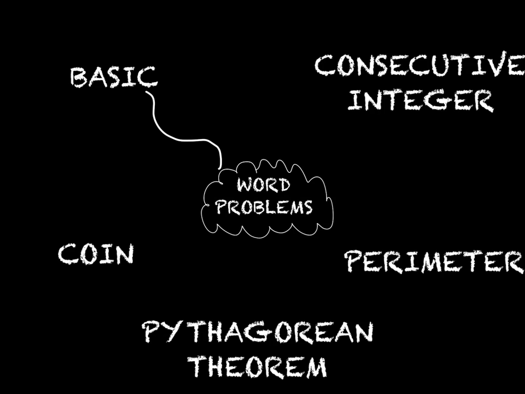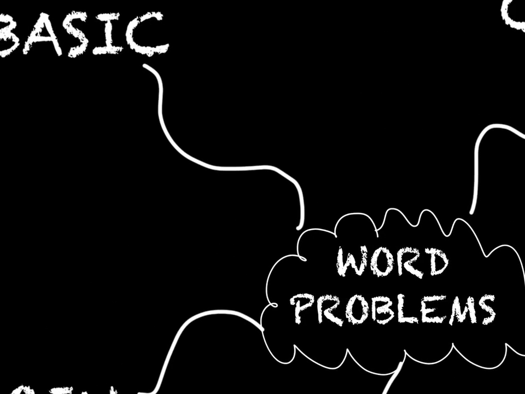We've seen basic word problems, consecutive integer word problems, perimeter word problems, Pythagorean theorem word problems, and coin word problems. Let's take a look at how each of these 5 different types of word problems are set up. Start with basic.